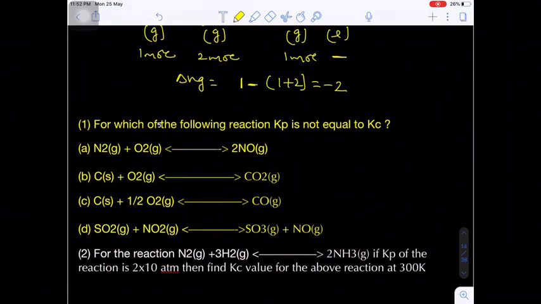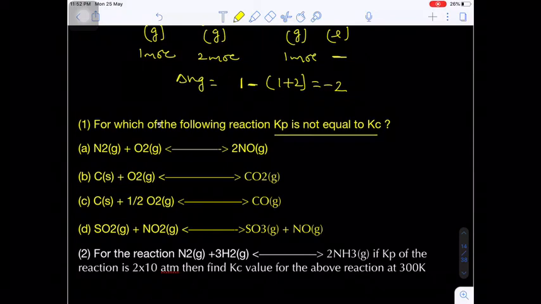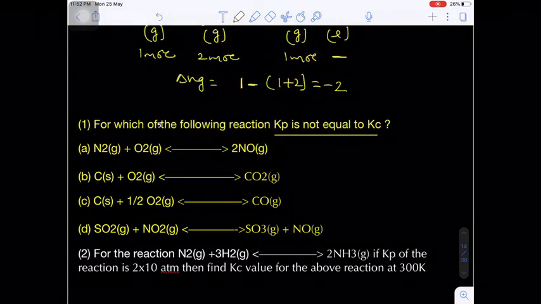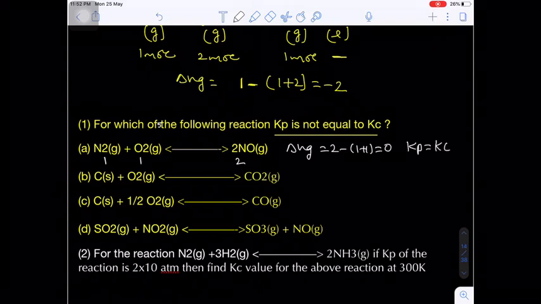Now come to some numericals we have. In which of the following reactions is Kp not equal to Kc? This is very important. Are you getting my point? First of all, calculate the delta Ng. In the first case, what is the delta Ng here? 1 mole gas, 2 moles. If the delta Ng value is 0, obviously Kc is equal to Kp. You may have one doubt, sir, is this case 1, case 2 or case 3? Whenever the temperature is not mentioned, we have to consider case 1 only. Are you getting my point?